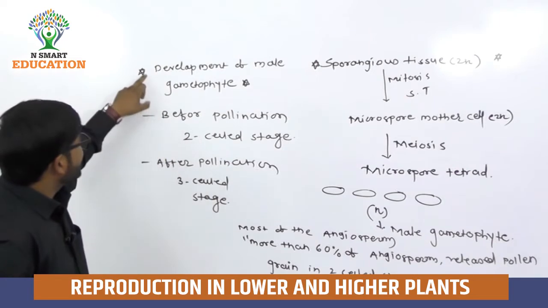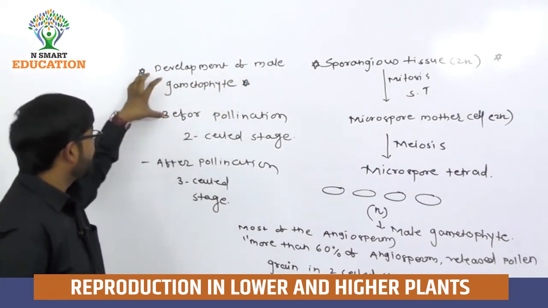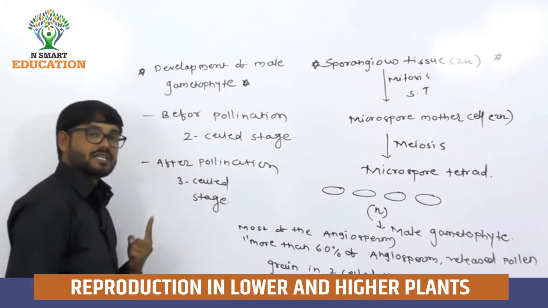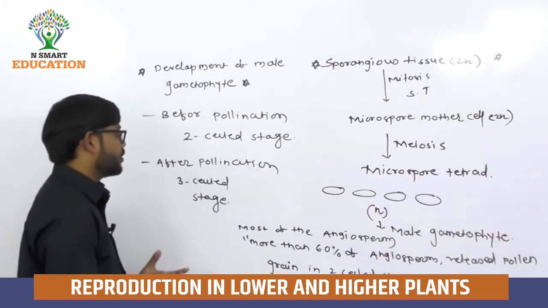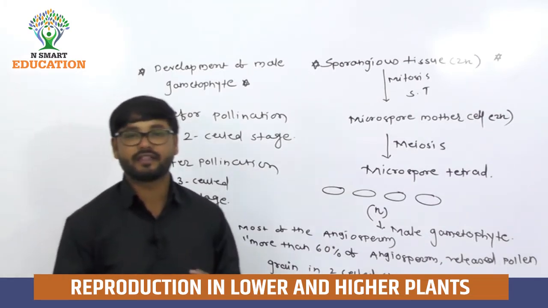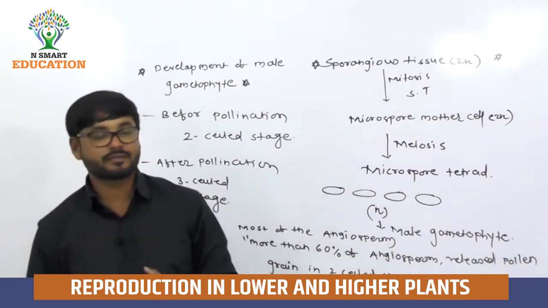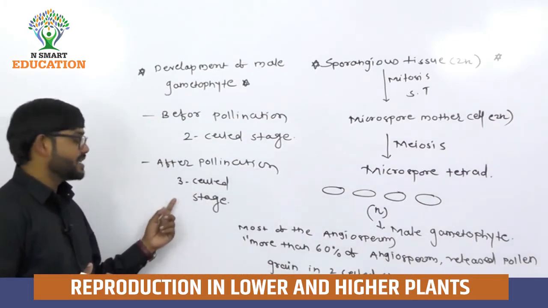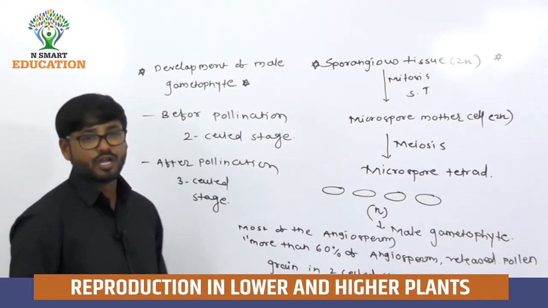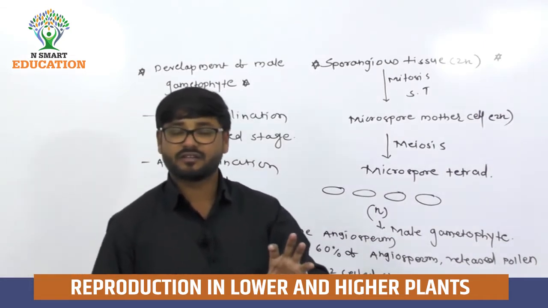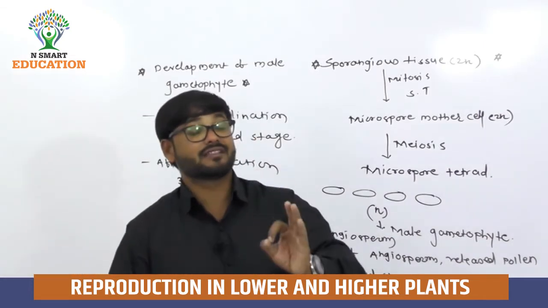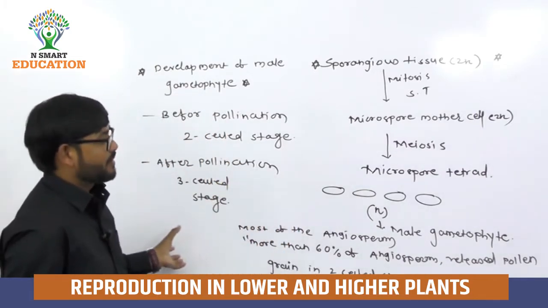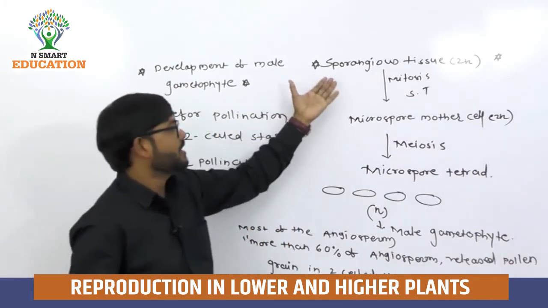So this is the development of male gametophyte. Before pollination, a 2 cell stage remains. Then after pollination, that means after the pollen grain is transferred from anther to stigma, it becomes a 3 cell stage. So it is very important. Also pollen grain transfer from anther to stigma is a very important terminology. We will study it in detail later. I hope you understood this.